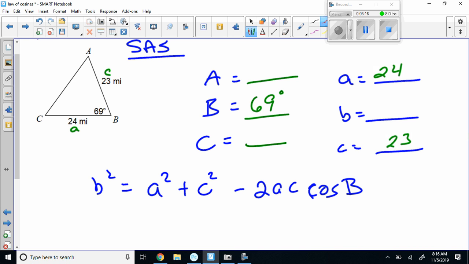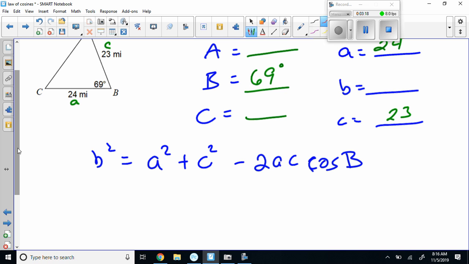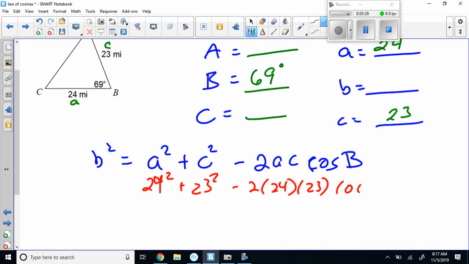So when you evaluate this, we've got what? 24 squared plus 23 squared minus 2 times 24 times 23 cosine of what? So what does that all equate to? 709.36. Do y'all concur? April, J, TJ, y'all okay over there? Do you agree with that answer that you got thus far? Anybody disagree with that?